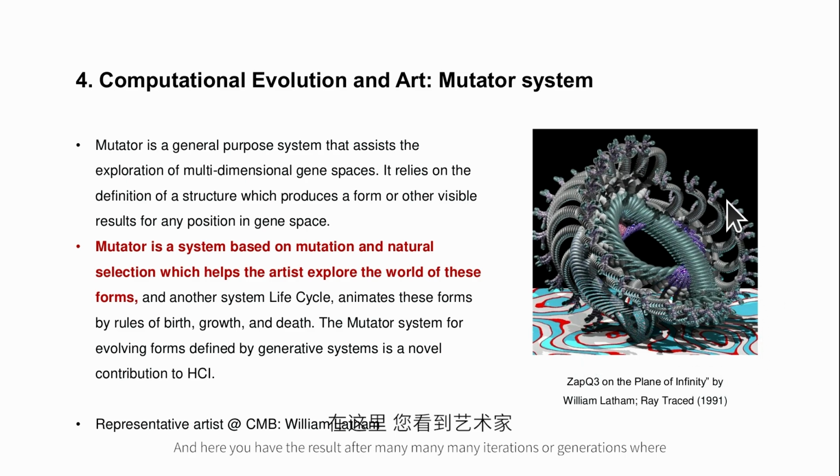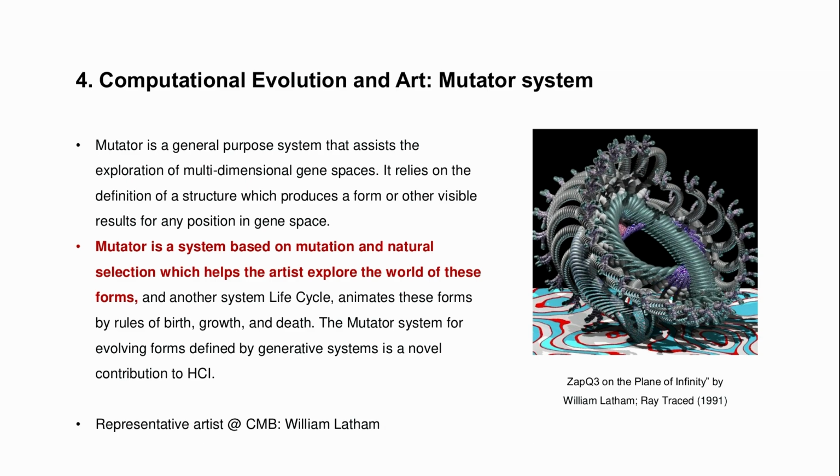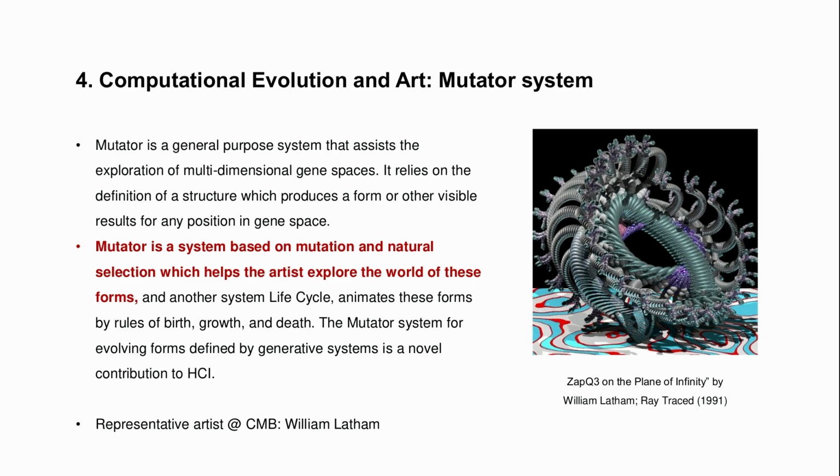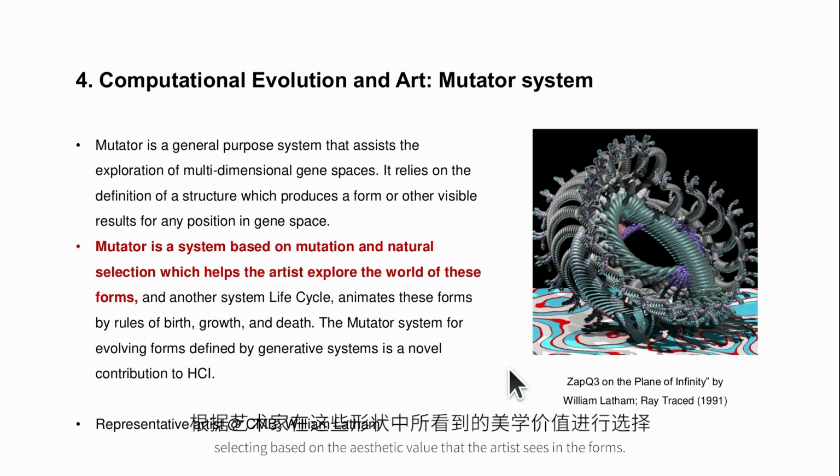And here you have the result after many, many, many iterations or generations, where the artist would start with very simple forms, and using the simulation of evolution would see these forms change over time, grow, be combined. The artist would interfere with the evolution. You can think of the artist as sort of acting as an agent of mutation, selecting based on the aesthetic value that the artist sees in the forms.